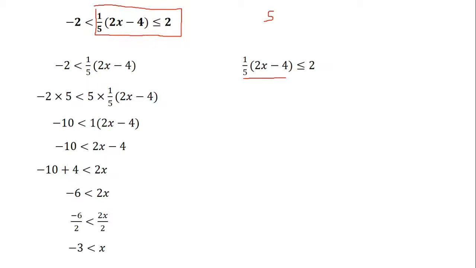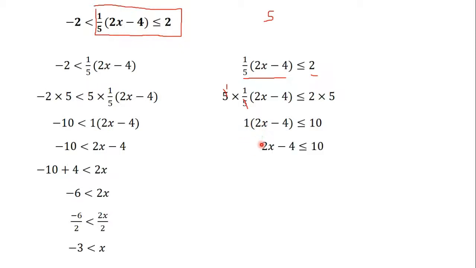This is one term. This is another term. You multiply each term by the LCM. So we are going to have 5 times 1 over 5 into bracket 2x minus 4 less than or equal to 2 times 5. So this is another term, so you multiply it by 5. 5 will cancel 5, so we are going to have 1 here. So this is going to give us 1 times 1, which is 1, into bracket 2x minus 4, then close the brackets, is less than or equal to 2 times 5 is 10.